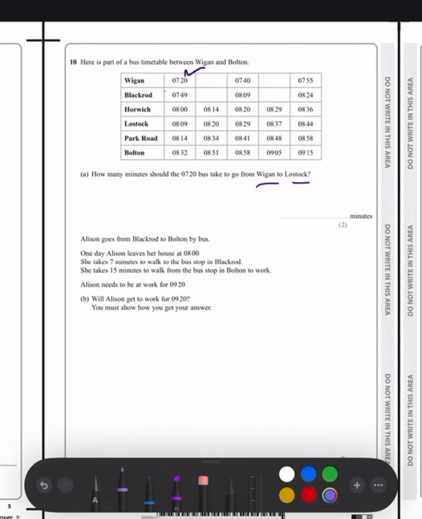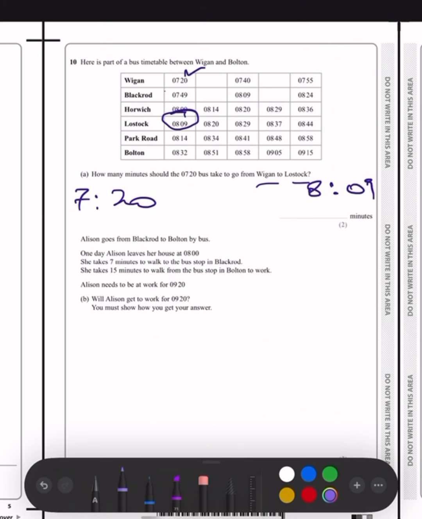So we should only focus on Wigan and Lostock. What we do is, for Wigan we know we go to 7:20, and then we know that the first stop we reach at Lostock is 8:09. So how much time did it take? We simply write 7:20 here, and our end stop is at 8:09, so we write 8:09 here.